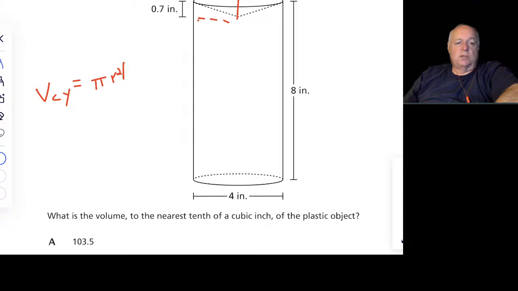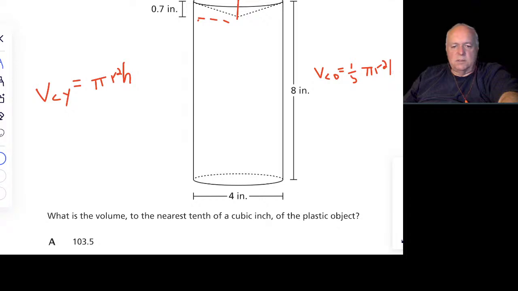What we want to subtract off of that is the volume of the cone. So the volume of the cone is 1/3 pi r squared times its height. So what we need to do is take these 2 things and subtract them.